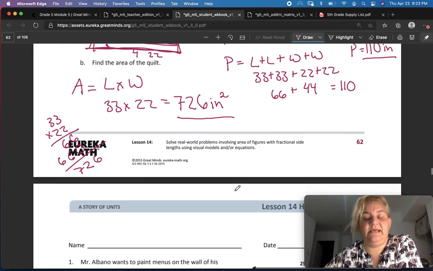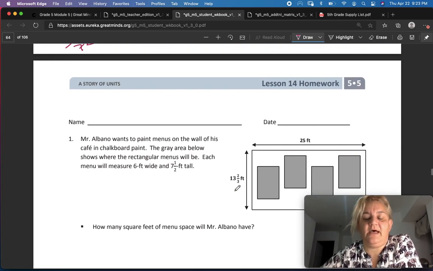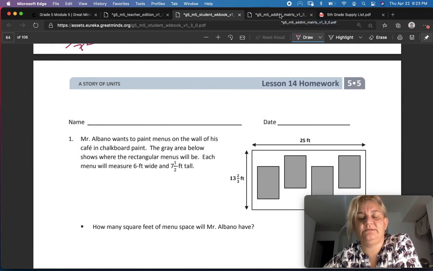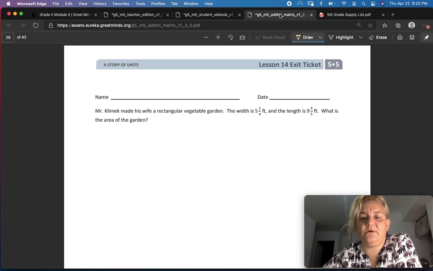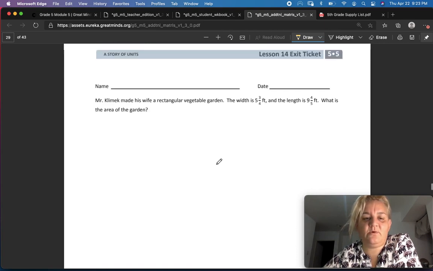Awesome. Yeah, this is a long lesson. Okay, lesson 14 homework is more story problems, and we'll go through them in class. Don't worry. Your exit ticket is just one question.